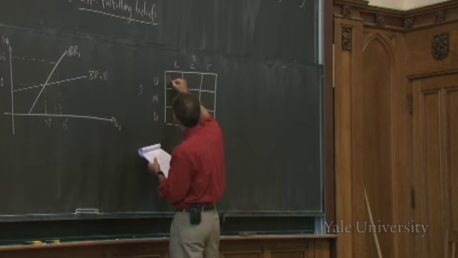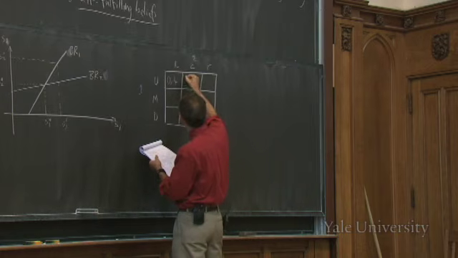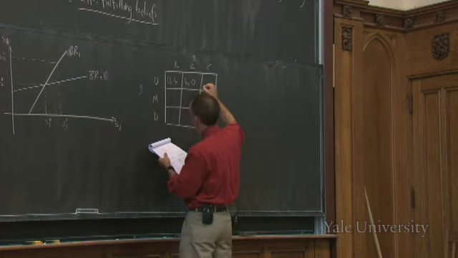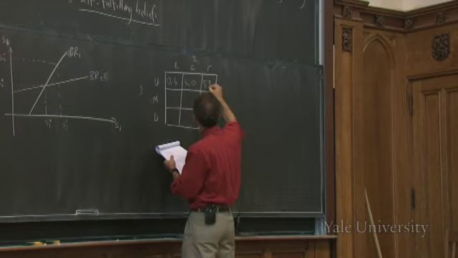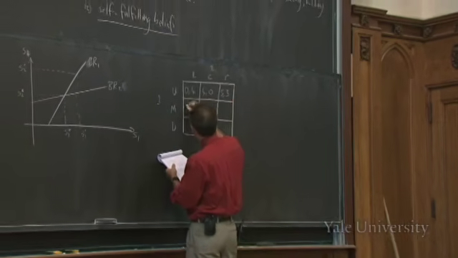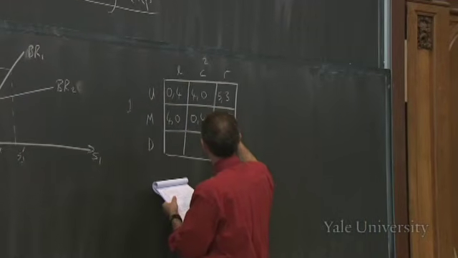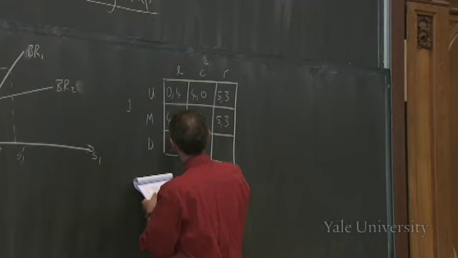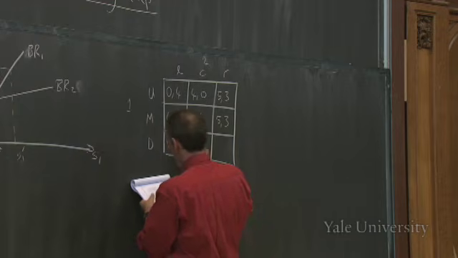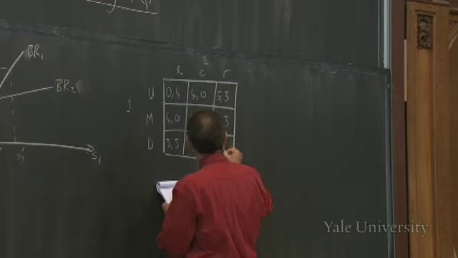And the payoffs are as follows: 0-4, 4-0, 5-3, 4-0, 0, 4, 5, 3 again, 3, 5, 3, 5, and 6, 6.